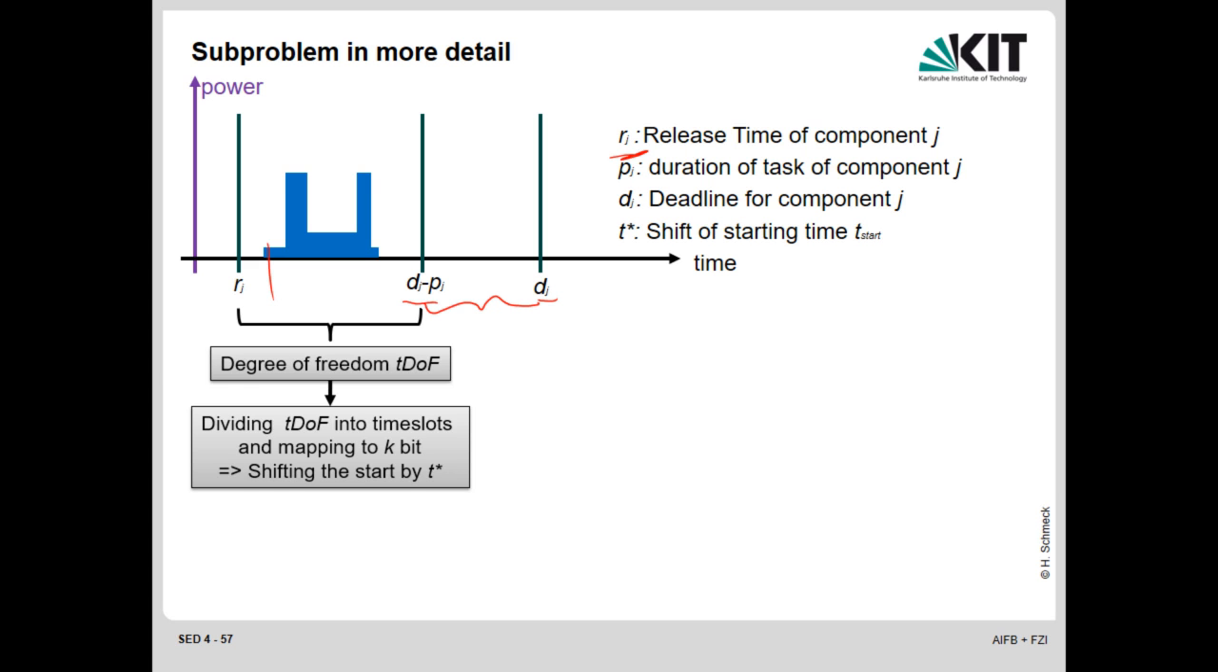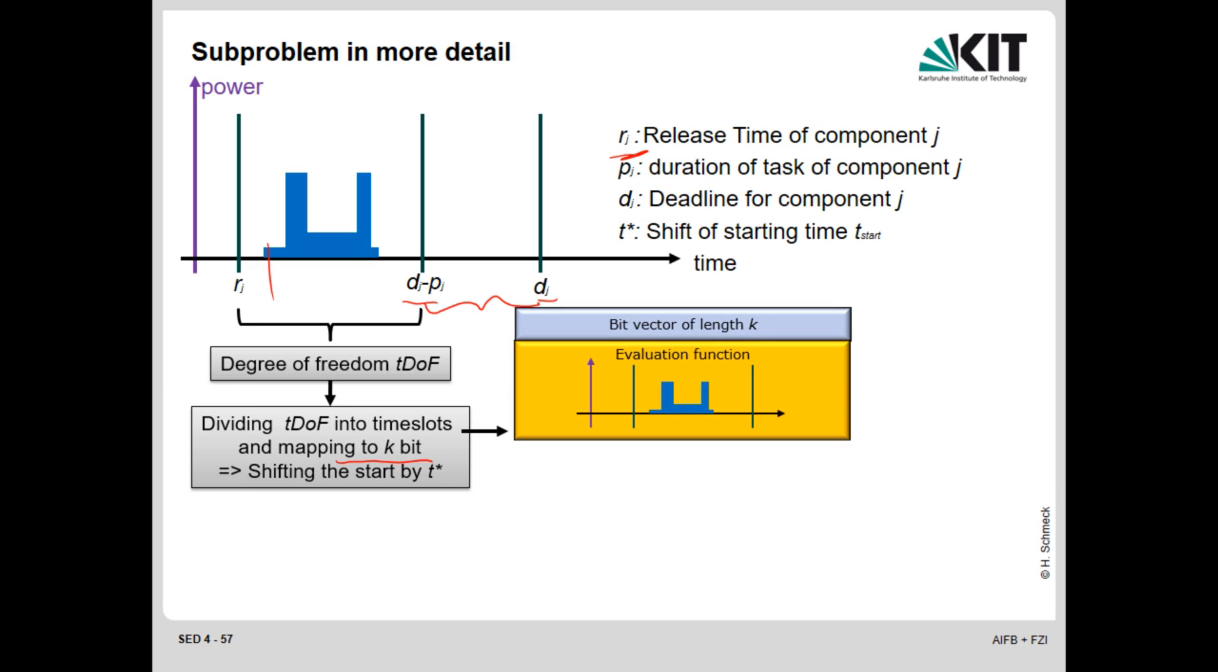Again, the k bits are obtained by dividing the degree of freedom that we have in this time period, with an appropriate resolution, into different starting times, and then we can define the number of bits. Then we have this bit vector, and then we need the evaluation function, which has to resemble the load profile of the device, and the back transformation has to show, from such a bit combination, what the actual starting time will be.